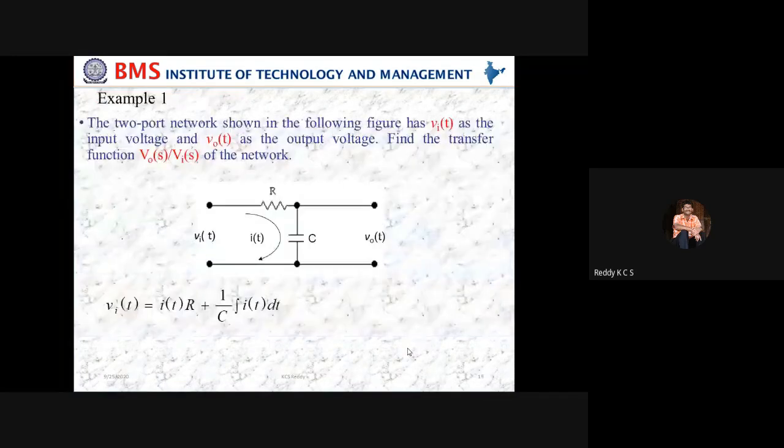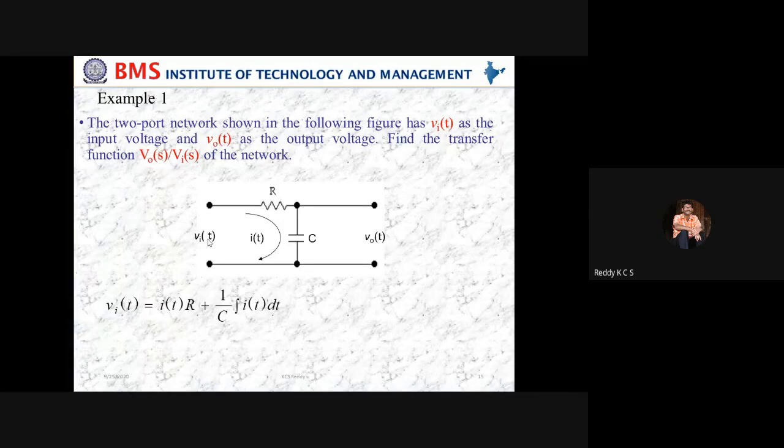Now, if you look at this example, the two-port network shown in the following figure has vi(t) as the input voltage and vo(t) as the output voltage. Find the transfer function Vo(s)/Vi(s) of the network. Transfer function means output by input. The output voltage divided by the input voltage is nothing but vo by vi.